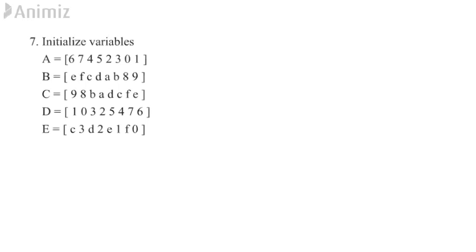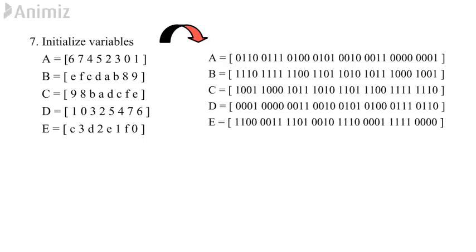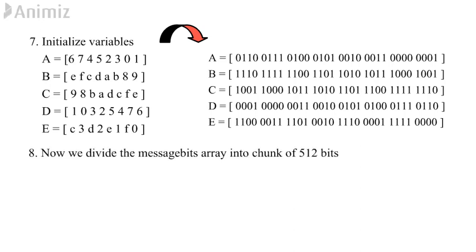Now the main part of the algorithm begins. In the seventh step, we initialize variables capital A, B, C, D and E, which are in hexadecimal form as shown. Converting them to binary form, that is 4 bits for each digit, the size of capital A, B, C, D and E becomes 32 bits each. Now in the eighth step, we divide the message bits into chunks of 512 bits, and for each chunk, we repeat steps A, B, C and D.